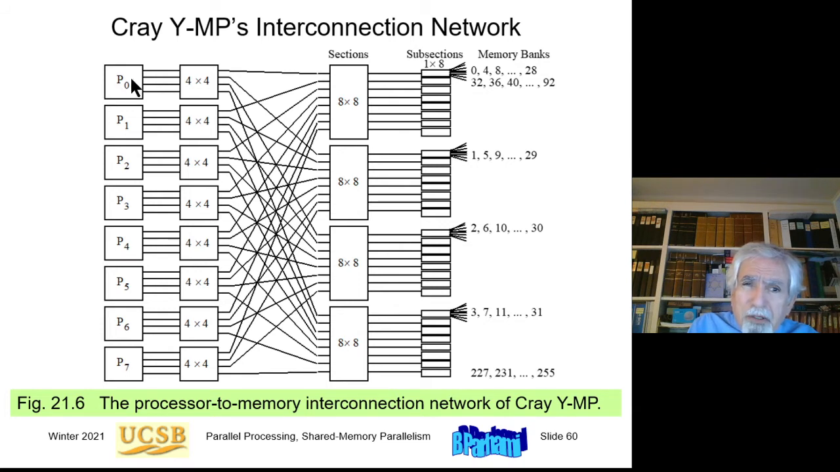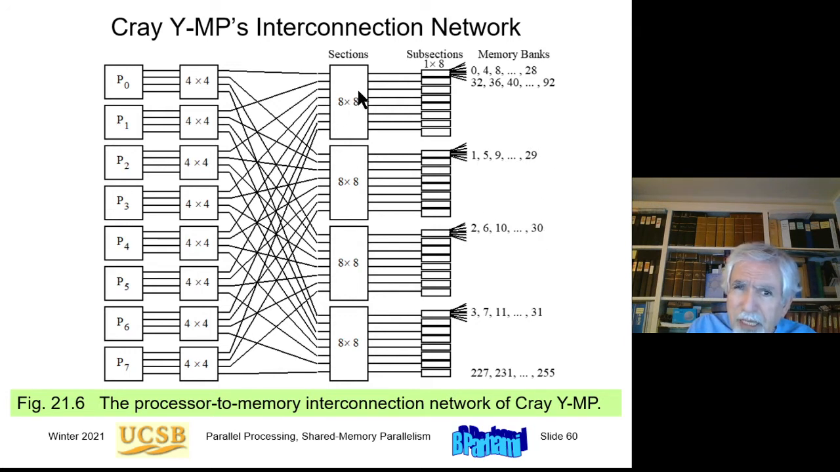So processor 0's 4 channels, this is a 4x4 crossbar switch, can be directed, each of these can be directed to this switch, to this switch, to this switch, to this switch, and therefore we want each processor to be able to access all the memory banks.